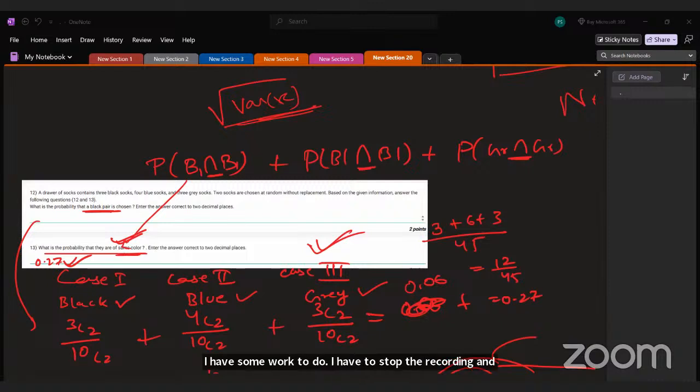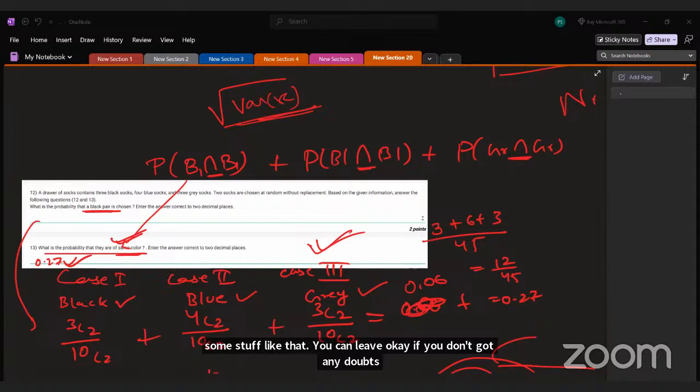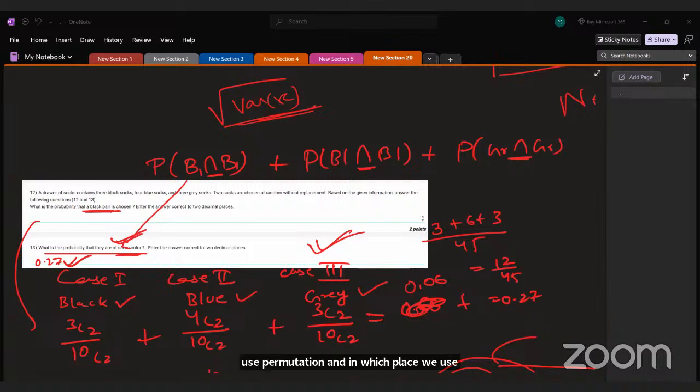Sir, my doubt is in which place we use permutation and in which place we use combination. From practicing the questions, I have gathered that when we have to select something, then we can use combination. Where order matters, you have to use permutation. Where order doesn't matter, you have to use combination. This is the only simple rule you have to extend, by which you can decide where to use permutation and where to use combination.